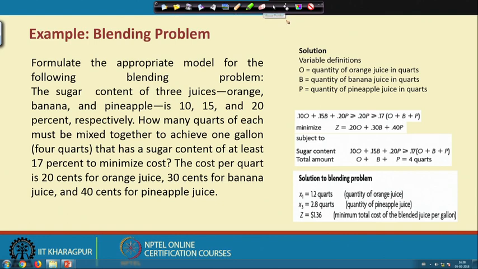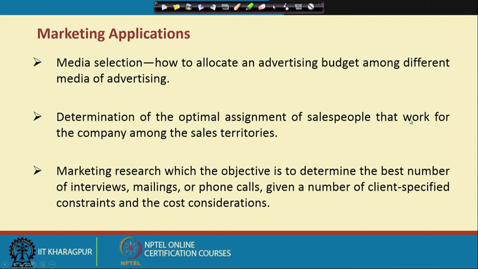So we can have more such examples where we can highlight the special issues. There are also similar applications in the marketing area, typically media selection: how to allocate advertising expenditure among different media for advertising, determination of the optimal assignment of salespeople that work for the company among the sales regions, and marketing research, where the objective is to determine the best number of interviews, mailings, phone calls, and so on, in order to meet cost considerations.